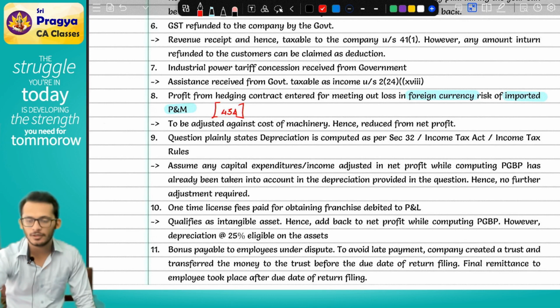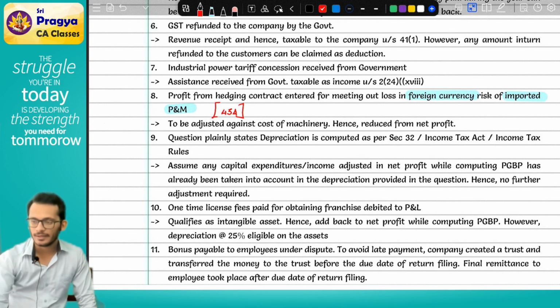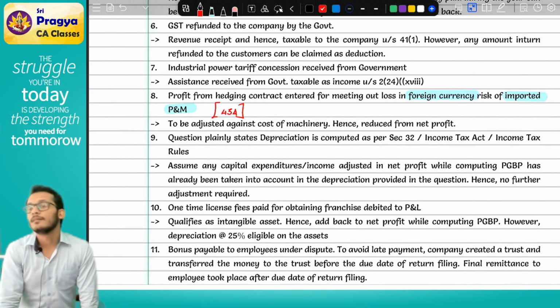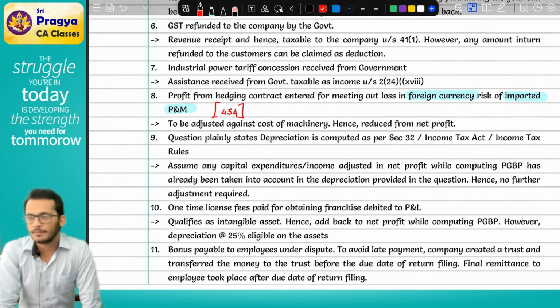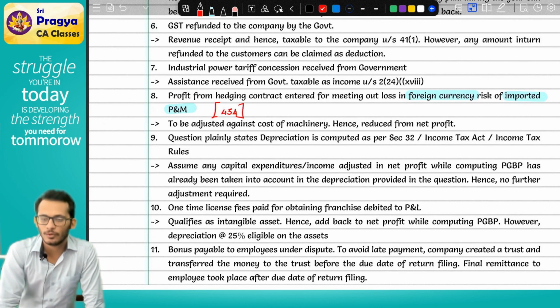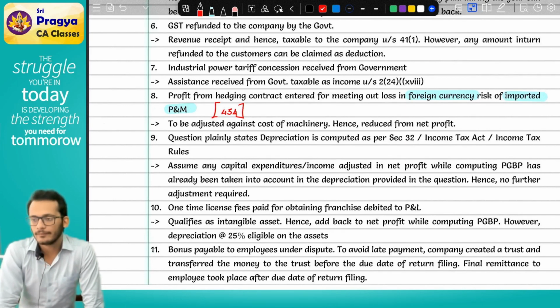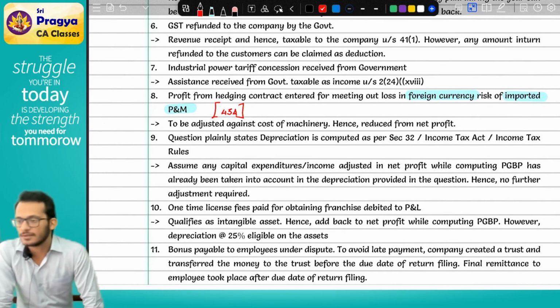Have you put it in P&L? You have put it in P&L. What will you do? You will disallow and then claim depreciation. Now depreciation is claimed under which asset? It's a license, so it's an intangible asset, which means the depreciation rate will be 25%. That's what the answer is.